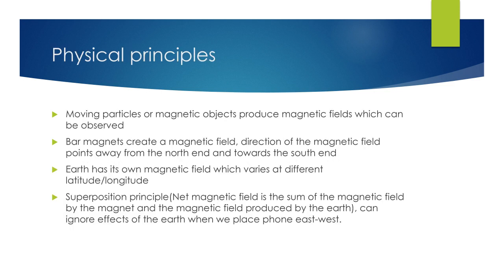So here are the physics principles. The first principle is that moving particles or magnetic objects produce magnetic fields which can be observed. We're going to have bar magnets create a magnetic field, and the direction of the magnetic field points away from the North Pole and towards the South Pole.